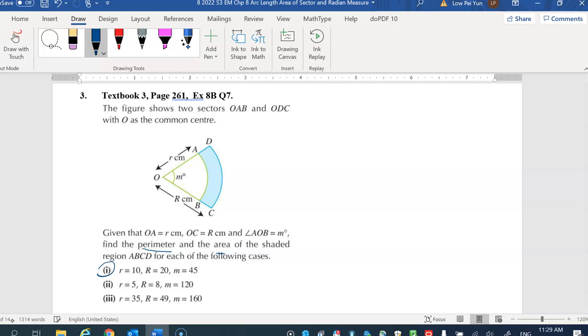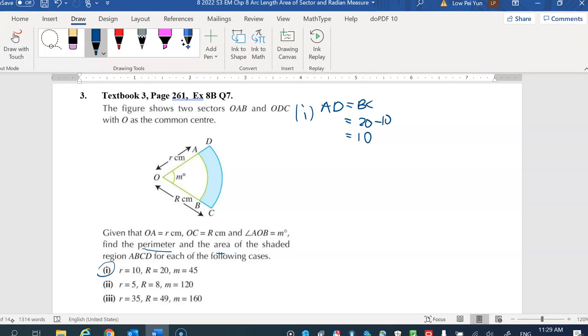Now let's look at part 1, where my small r is 10, my big R is 20, and the angle involved is 45 degrees. So since we know that AD is equal to BC, because it's the big radius minus the small radius, I can quickly write that AD equals BC, which equals 20 minus 10, that is 10 cm. Because we need the perimeter, we need to find these two.